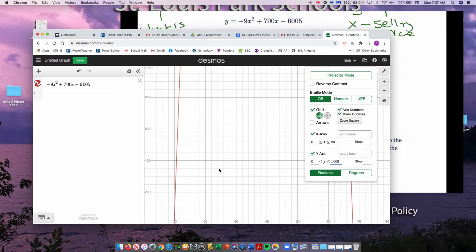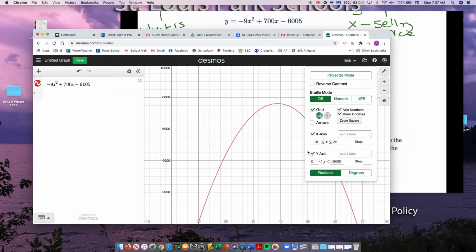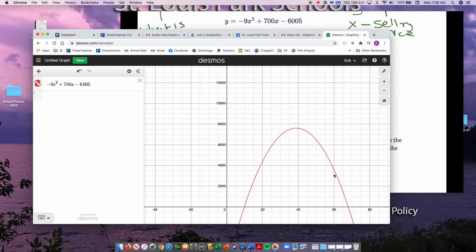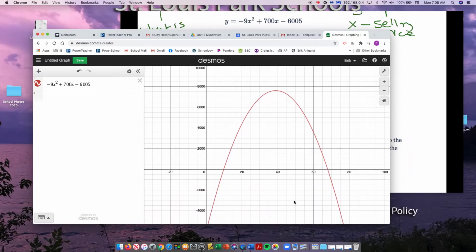Oh, I'm starting to see it. What if I put 10,000? And suddenly I see exactly what my parabola looks like. Now, if I want to see the bottom end, I could also just put in -10, and then suddenly I would get this. Now look at that. Now I scroll out and there's my parabola.